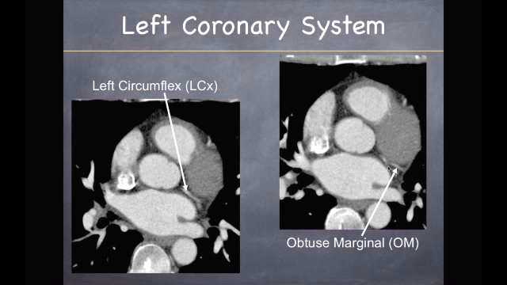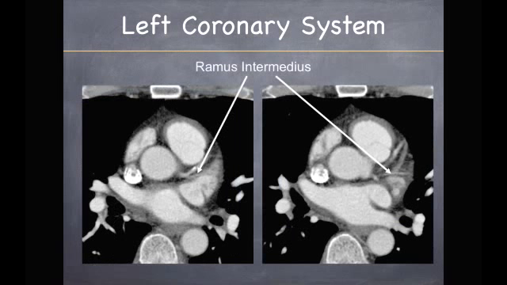One thing I want to point out is you can see the left circumflex continuing on here, and don't be surprised if you see a left circumflex which is actually smaller in size than the obtuse marginal branch that's continuing on. Anything that comes out of the left atrioventricular groove is an obtuse marginal branch, and any vessel that stays in that groove is going to be the actual circumflex proper.